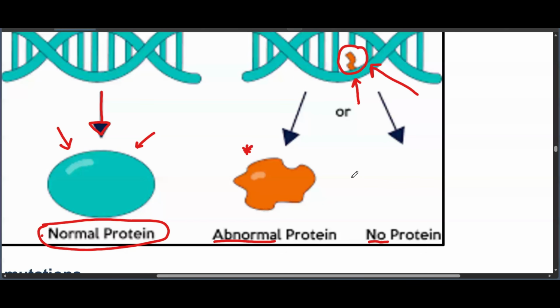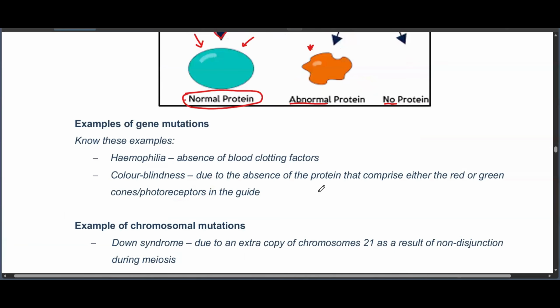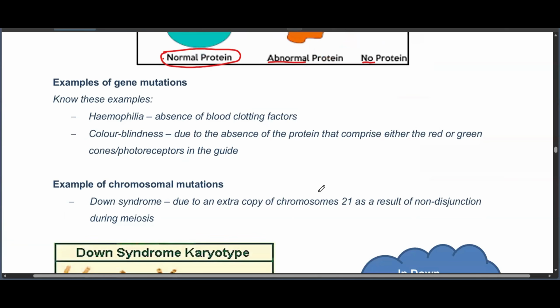But we need to know now the examples of gene mutations. These examples are very important for you as grade 12 learners. We talked about hemophilia during our genetics and inheritance lifetime, right? Hemophilia, remember we said that it is the absence of the blood clotting factors.